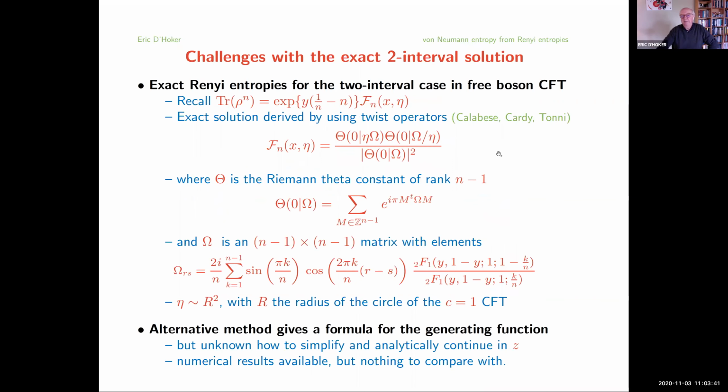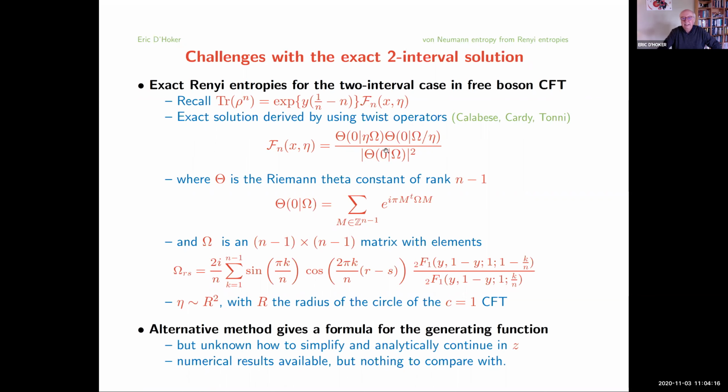So now the question is, can we actually do it? Namely, there is in fact an exact formula known for the two interval solution, not just in the limit when the two intervals are small compared to their separation, but in general. The formula is again due to Calabrese, Cardy, and Tonni in these beautiful papers. There is a prefactor, and then again this F. Now here is the full formula for this F, given by a ratio of Riemann theta functions.